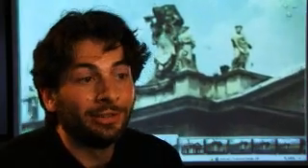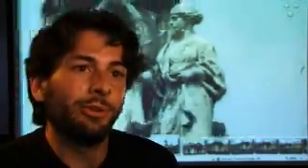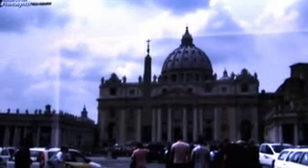Photosynth started off as Phototourism, the thesis project by Noah Snavely at the University of Washington. He was advised by Steve Seitz and Rick Szeliski at Microsoft Research. And the idea was to take a series of digital photos and jigsaw puzzle them together into the three-dimensional environment. When we started working on that as Photosynth, the idea was to bring those capabilities to the web.